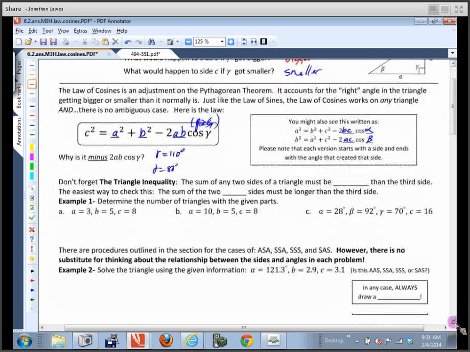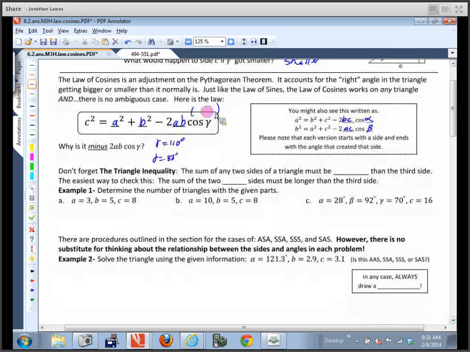Okay, so that's the idea behind it, and when you're doing these problems, just like I mentioned before, there's really no substitute for thinking about how these things are related, okay? How the sides and the angles are related. So there's something called the triangle inequality, and I would imagine everybody in here has seen this before, but let me just remind you of what it is. I've got a blank here, and it says, the sum of any two sides of a triangle must be blank the third side. Take any two sides on any triangle, and they have to be what compared to the third side?